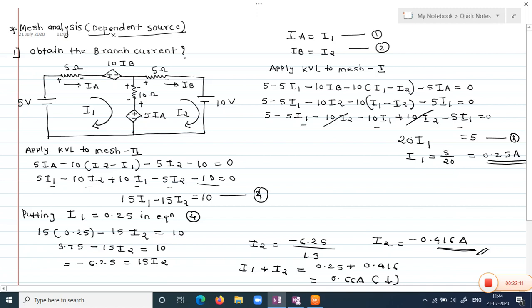Okay, this way you have to find out the mesh analysis with dependent sources. Okay, thank you so much.